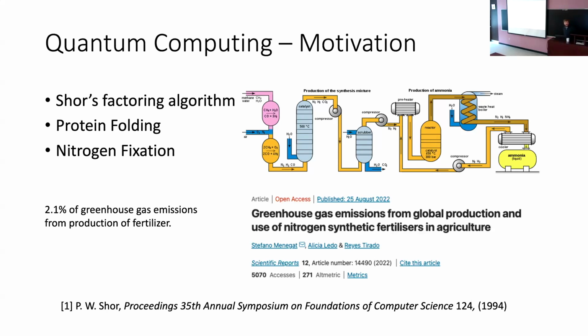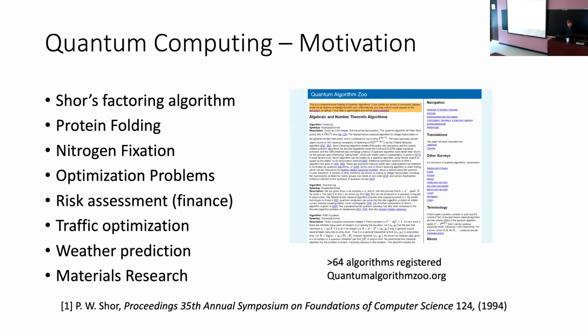It accounts for something like 2% of greenhouse gas emissions globally. So if you could find better ways to produce ammonia for fertilizer, it would have a big impact, not just in terms of being able to feed people at a much lower cost, but could also have environmental impacts as well. And of course, the list goes on and on and on.